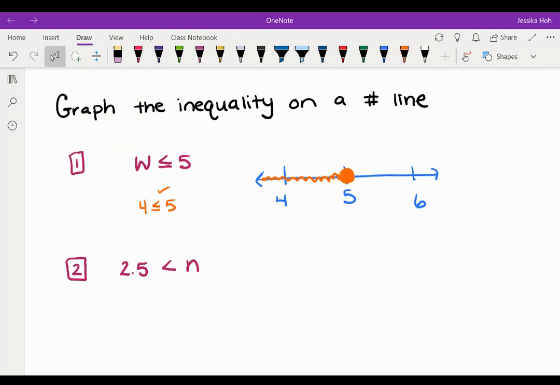If you notice in the first problem, the w is on the left, and when the variable is on the left, the inequality sign points in the direction that you would shade. For number 2, the variable is on the right, so you cannot shade in the direction that the inequality sign is facing. Once again, I'm going to number my number lines: 2.5, 3.5, and 1.5.